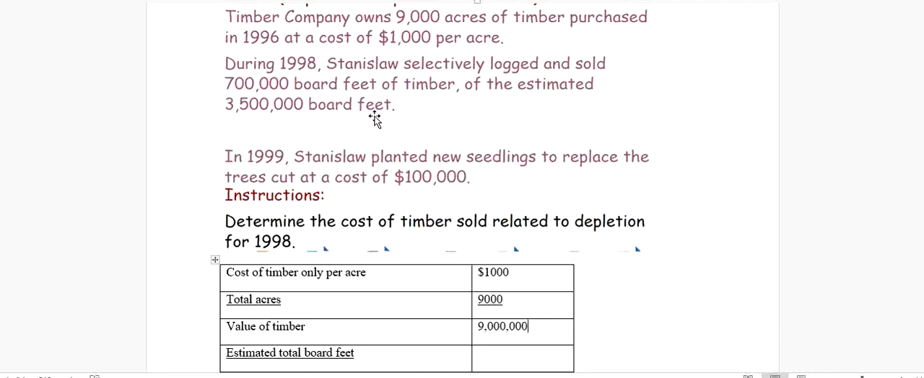Then in 1999 the company planted new seedlings to replace the tree cuts at a cost of $100,000. So after one year, to replace the cuttings on those 700,000 board feet, they planted new seeds to grow into plants and then become trees. The $100,000 was spent on that. Now our job is to determine the cost of the timber sold related to depletion of 1998. We are not concerned with 1999, so this part is an extra part for us.